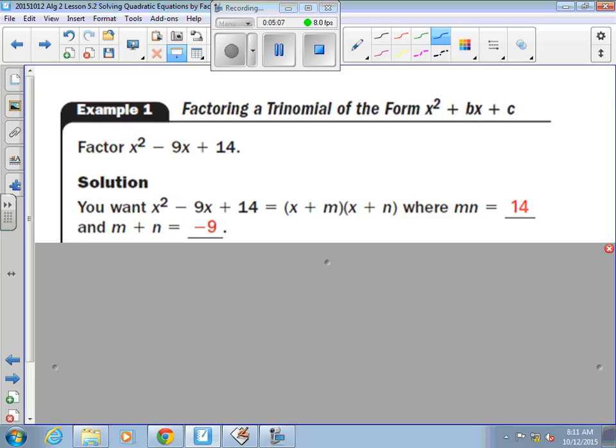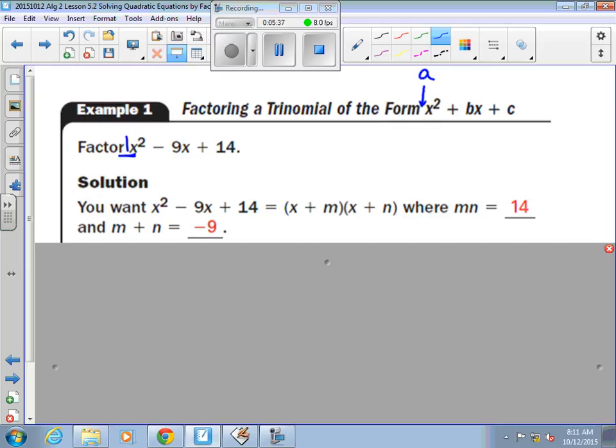Here's example number one. Factoring a trinomial in the form x squared plus bx plus c. This is standard form. The difference when you're talking about factoring standard form is whether it has an a value other than 1. So this first example, there is no a value other than 1. x squared minus 9x plus 14. This a value is 1.